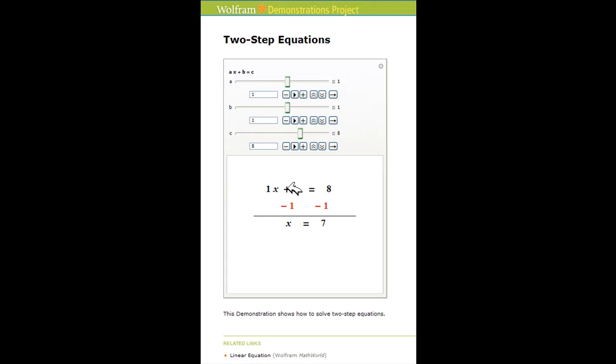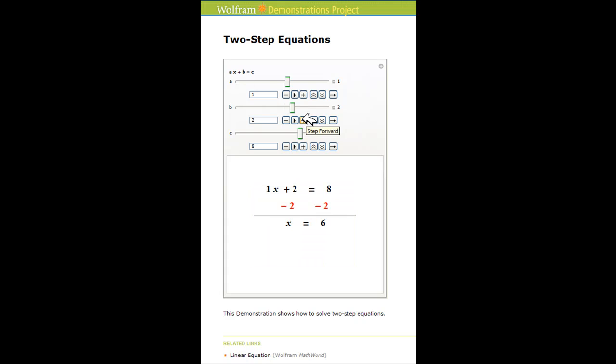How do I solve that equation? I'm going to use the addition property of equality. I'm going to add a negative 1 to both sides. So the answer is x equals 7. So what number plus 1 equals 8? 7 plus 1 equals 8.